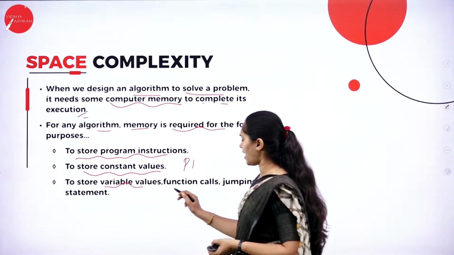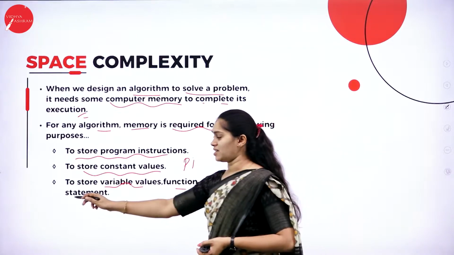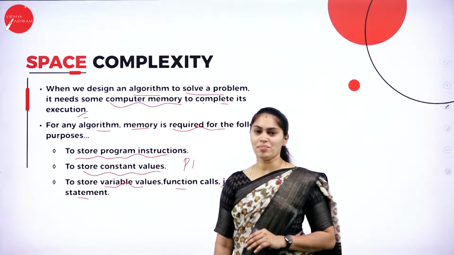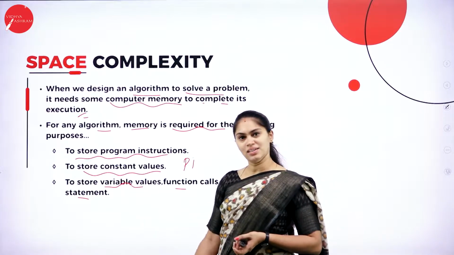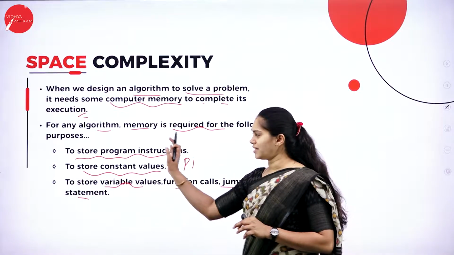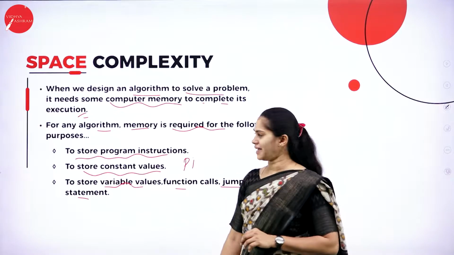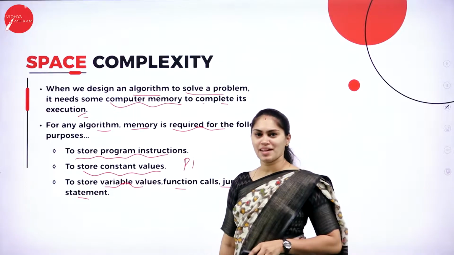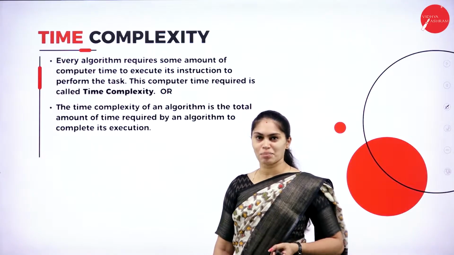In order to store those kinds of constant values, we require memory space. We also need memory to store variable values and function calls, whether it is a jumping statement or any looping statement used in a program. So to hold the information regarding all these things, we require computer memory. This is regarding space complexity. We'll see about time complexity now.